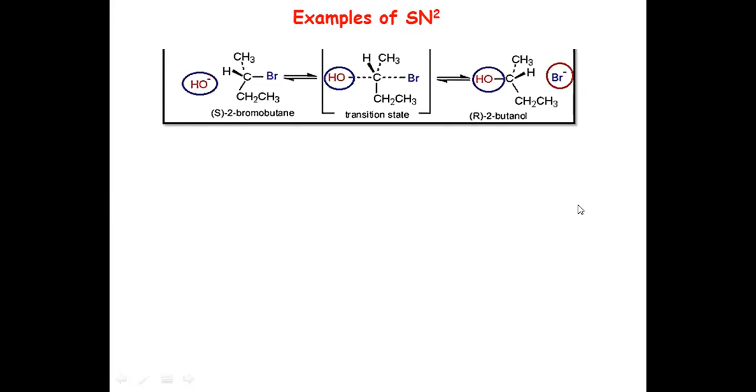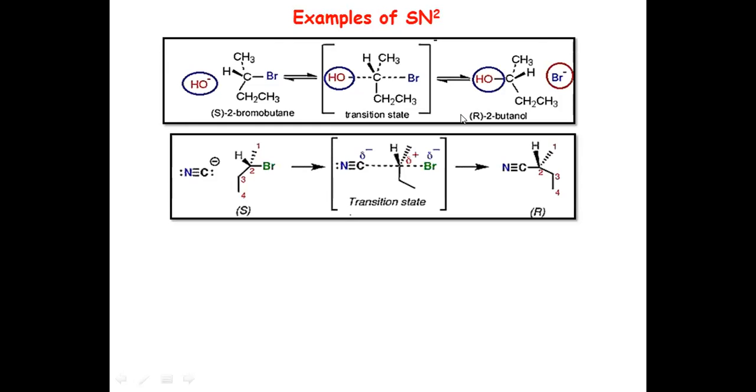So some other examples we can see here. S-2-bromobutane is converted to R-2-bromobutane. Now this is a secondary alkyl halide, where Br is a leaving group and hydroxyl is a nucleophile. First step, that is formation of transition state, is a slow step, and then quickly it undergoes formation of product. Here again we will check that OH and Br are on opposite sides. S is converted into R.